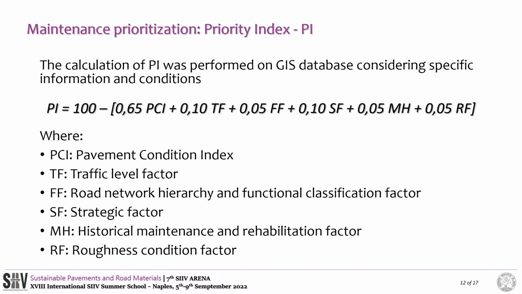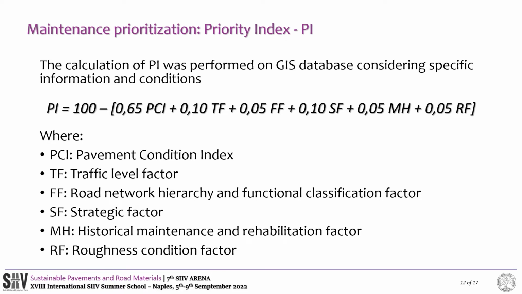the traffic level factor (TF) based on average daily traffic values, the road network hierarchy and function factor (FF) based on network types and road functional classification, the strategic function factor (SF) based on commercial or tourist roadways and places of public interest, the historical maintenance and rehabilitation factor (MH) based on annual costs of previous maintenance works, and finally the roughness condition factor (RF) based on IRI values.